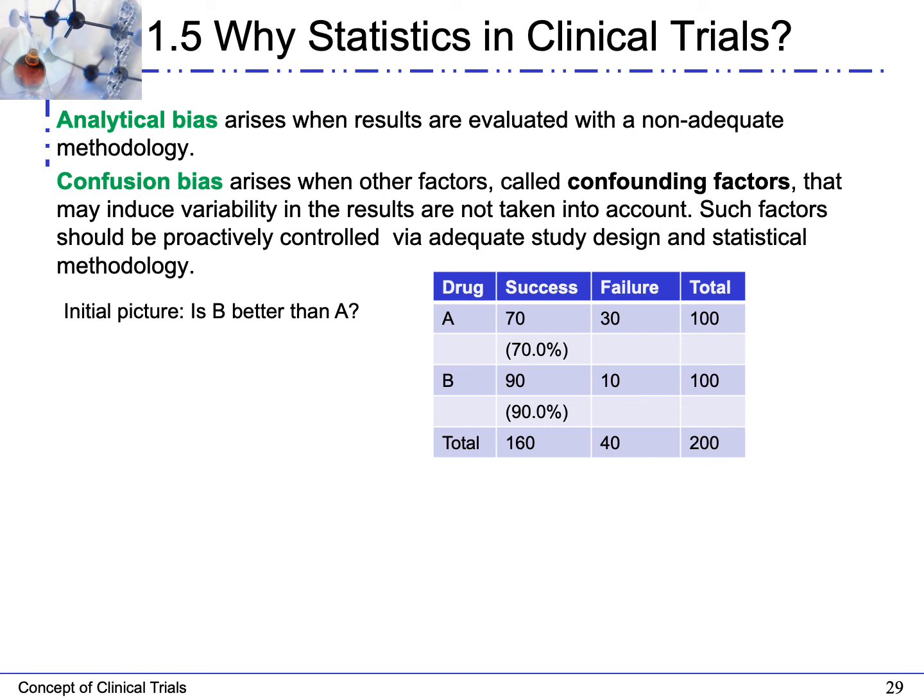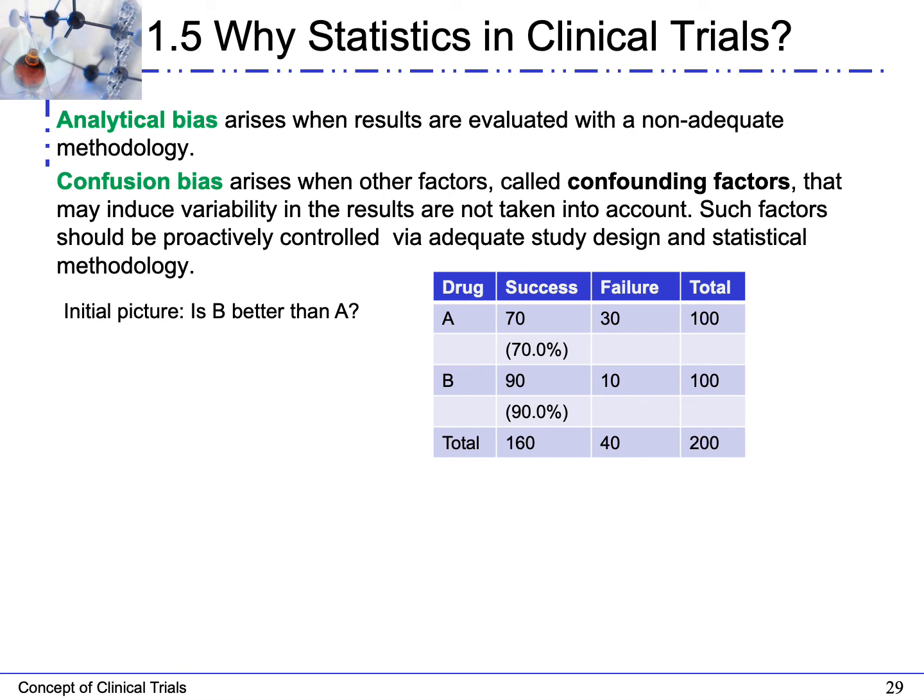Another source of bias is confusion bias, which is actually an example of analytical bias as well. It arises when other factors called confounding factors are not taken into account, while they may induce variability in the results and impact conclusions. Such factors should be proactively controlled via adequate study design and statistical methodology.